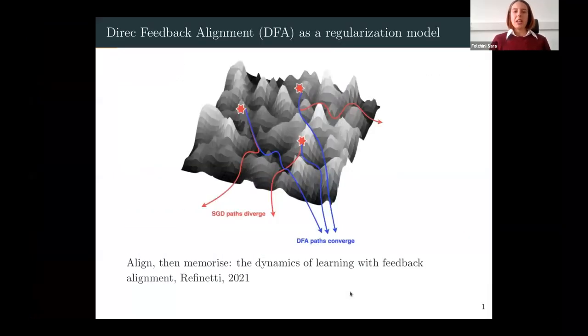Okay. So what is direct feedback alignment? I think most of you have never heard about this. It's an optimization algorithm alternative to backpropagation. The main idea is that it works in two phases. In the first phase, there is an alignment phase. Also, in the name direct feedback alignment, this feature is present. So in the alignment phase, even if the method starts from different initialization points, the weights move towards the same direction. So there is an implicit bias in this algorithm.